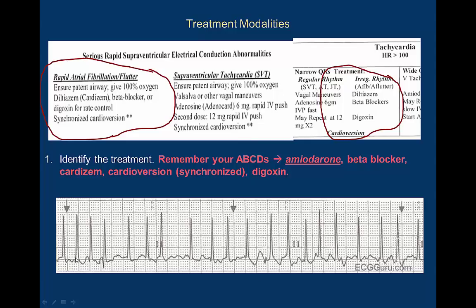Now we're going to move on to the irregular and rapid rhythms. Again, here's your treatment recipe. You've got diltiazem. This is the ABCs: amiodarone, beta blocker, Cardizem, cardioversion, synchronized cardioversion, or digoxin. These are the drugs that are used for AFib.